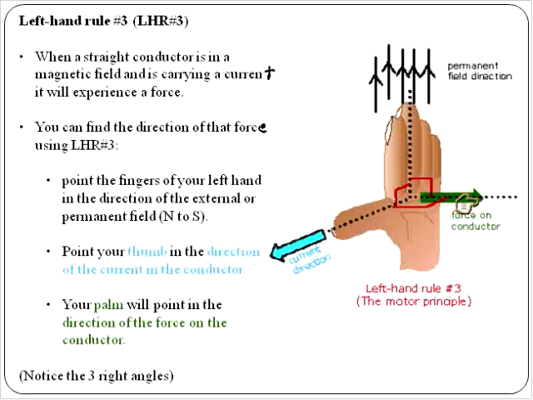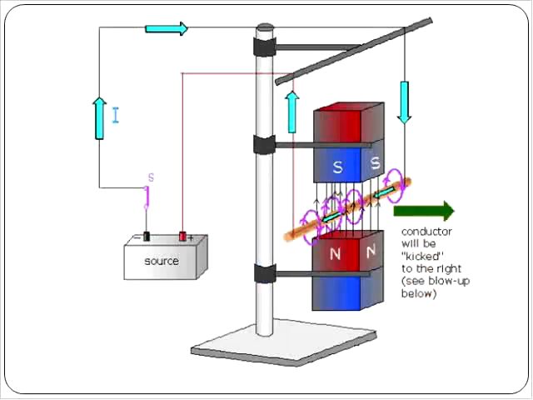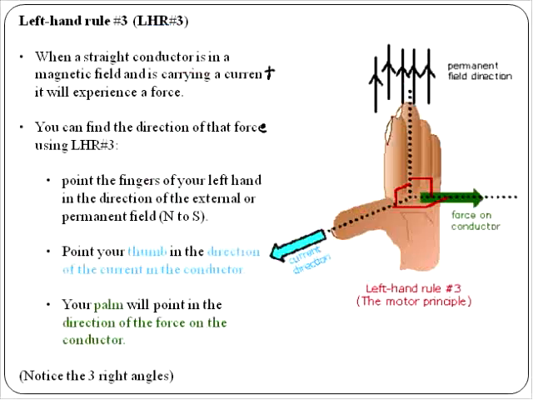And if we did that with this guy back here, if we pointed our fingers straight up, because that's the direction of this permanent magnetic field, our thumb pointing straight out, because that's the way the current is flowing out of the page, your palm would point to the right, which is indeed the direction of that force, and we wouldn't need to draw any of these magnetic field lines to figure that out. Just use left-hand rule number 3. That's the easiest way to do it. And we're going to apply that in a couple of cases in just a little bit.